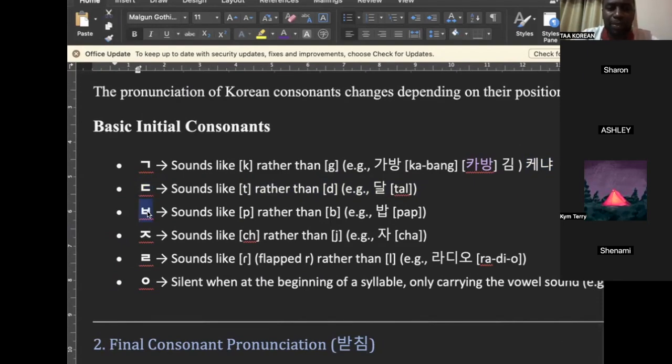Now, the next good example we have here. This tends to sound like a P rather than a B in the initial consonant position. So you usually end up with the two B's in this one. You write it as bab, but it's not bab, it's pap. 밥을 먹어요. 밥 먹었어. In K-dramas, you hear a lot of that. Pap is food in Korean, or it can also mean rice. It means both.